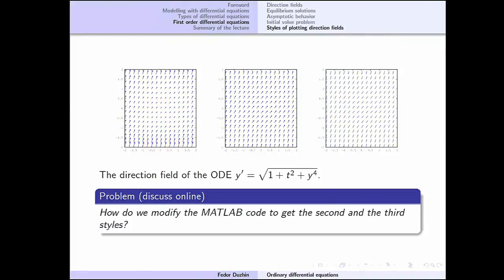Well, and finally, the third style is not to plot directions at all, so to delete arrowheads and have just little lines. So the problem that I have is to try to figure out how you can modify the MATLAB code provided to get the second and the third styles.